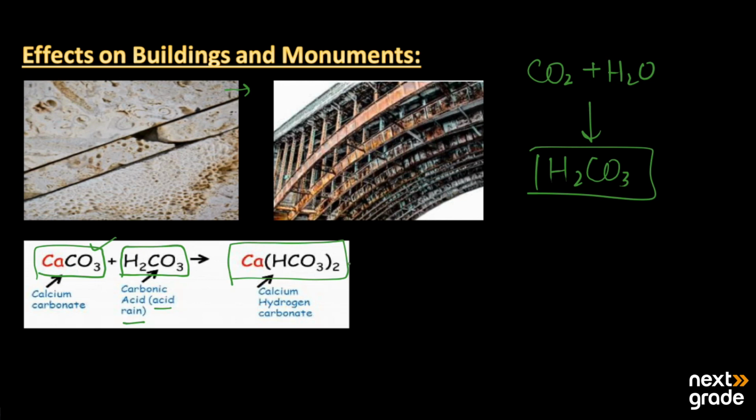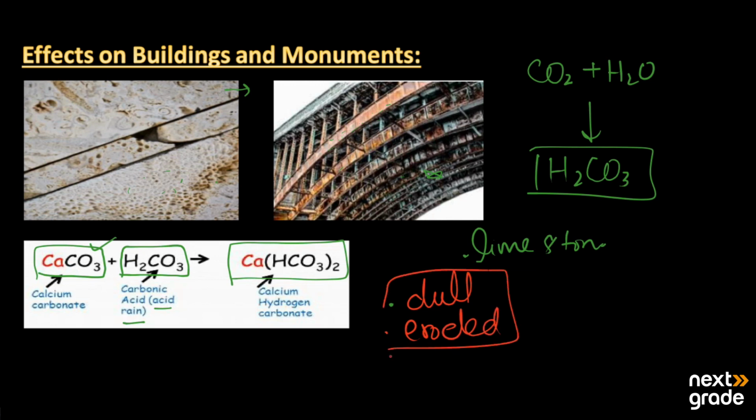Now, this calcium bicarbonate is produced in that condition, and the buildings started to get older and older day by day. This acid rain attacks the calcium carbonate which is present in the marble and in the limestone of the buildings and all the monuments. Thus these buildings are getting dull and they are getting eroded day by day. So this is the effect of acid rain on the buildings and the monuments.